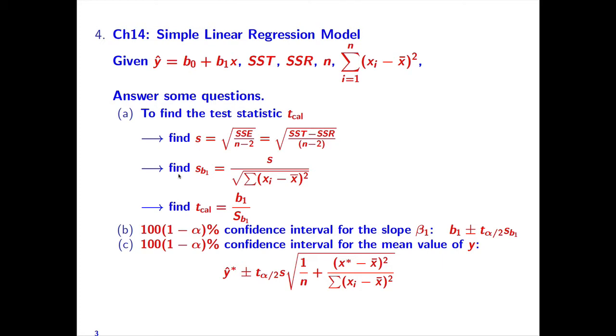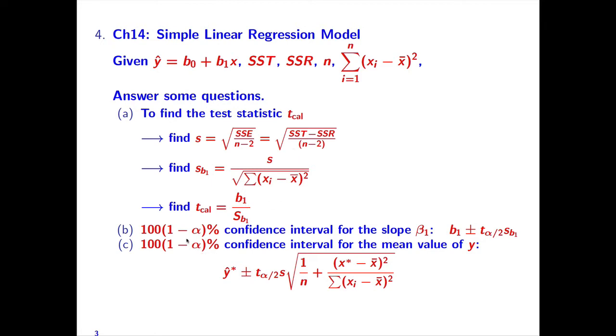Substep number 2, we need to find the standard deviation of the slope b1, which is equal to S over the square root of the sum of squares with respect to x value. Make sure you take the square root of the sum of xi minus x bar squared. And then substep number 3, the test statistic tcal is equal to b1 over Sb1, where b1 is your slope. And this is how we find this tcal.